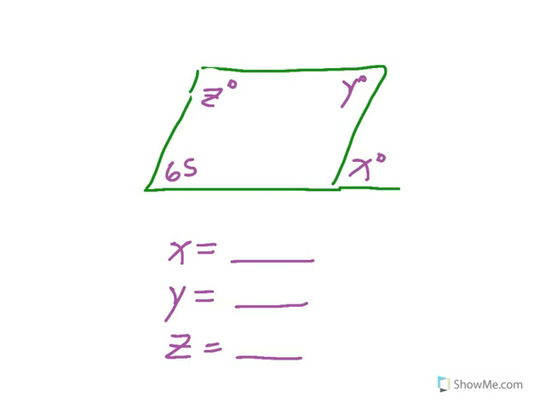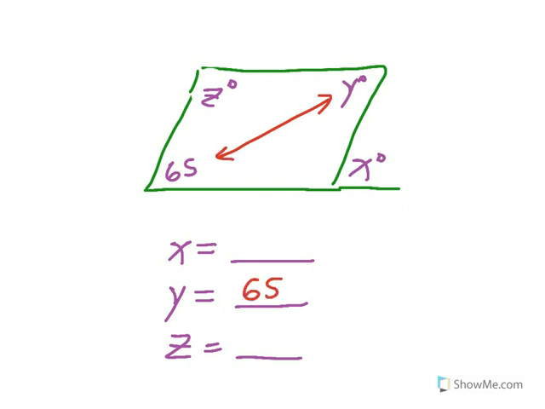So I won't show the parallel markers on the sides, but they are all parallelograms. So we've got to find the angle measures of x, y, and z. The first thing I'll do is find y easily, because I know opposite angles are congruent. So y is 65 degrees.